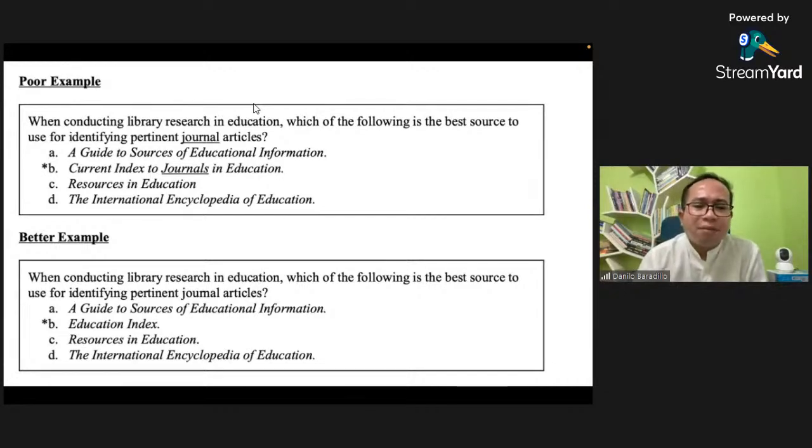Therefore, from the given alternatives, you have there the clue for the journal. That means the student would not be able to choose letter A because it's a guide to sources of educational information. I wouldn't be informed that this one is actually a journal if I don't have particular knowledge on that source. And then how do we transform that in a better way? So education index could also be part of it, or could be the way it should be better constructed.